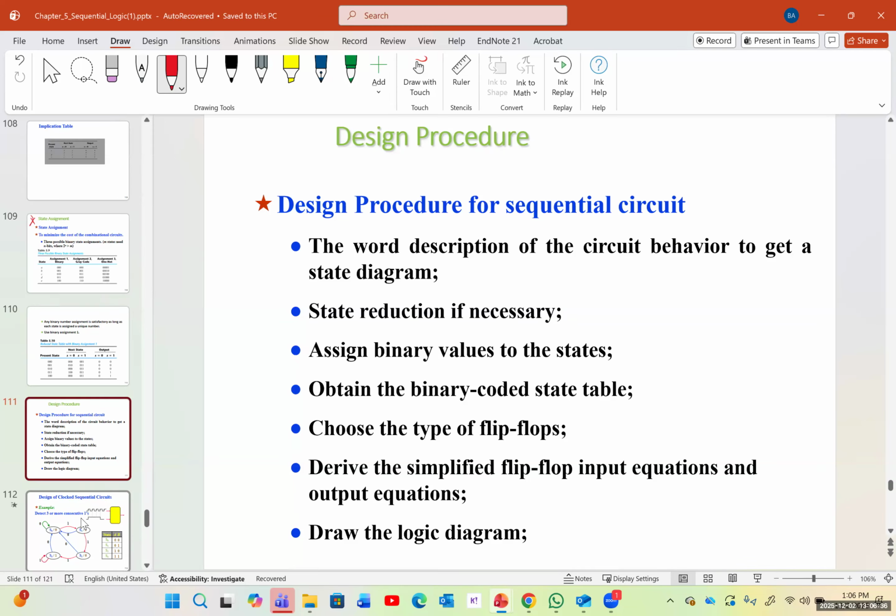So we start with the word description of the circuit behavior to get a state diagram. Then we would do the state reduction if necessary. Then we would assign the binary values to the states. We would obtain the binary coded state table and choose the type of flip-flops. By the way, this is exactly like combinational logic circuits. Sometimes we can design with either type of flip-flop. For example, in a combinational logic circuit, we learned that we can replace a NOT gate with a NOR gate or a NAND gate when we tie the inputs together.